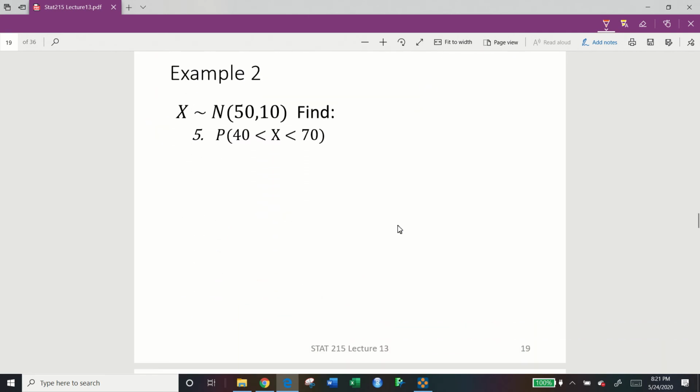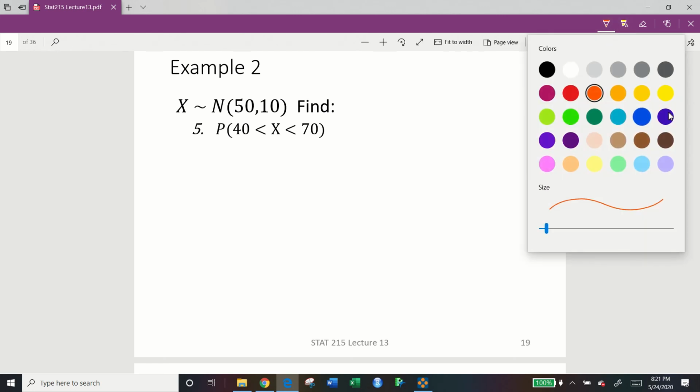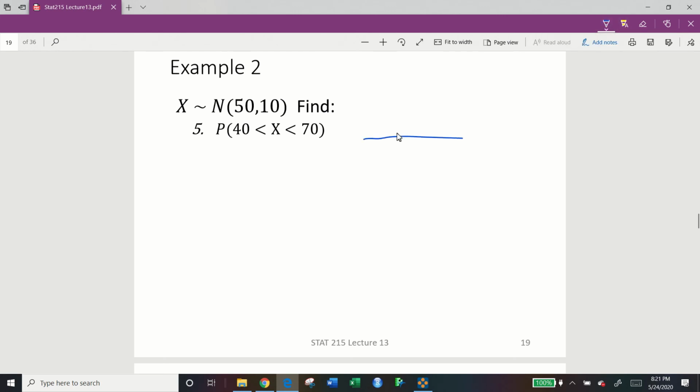Now let's finish this example off by trying to find the probability of 40 less than x less than 70. Still working with the same example where we assume x is part of a normal distribution with mean 50 and standard deviation 10. So one more time, so I don't have to keep scrolling, let's just draw our normal distribution. And I apologize, this is not the best of my normal distribution drawings.